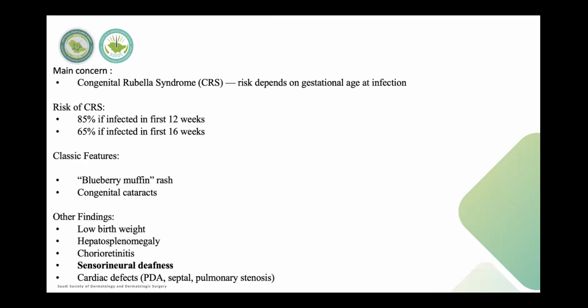Complication, the main concern is the congenital rubella syndrome, which if a mother gets infected within the first 12 weeks, there is a high risk, around 85%. Classical feature for this infection is blueberry muffin. We'll talk about that later. But there is a triad that's well known for rubella: cataract, sensorineural deafness, and cardiac defects.